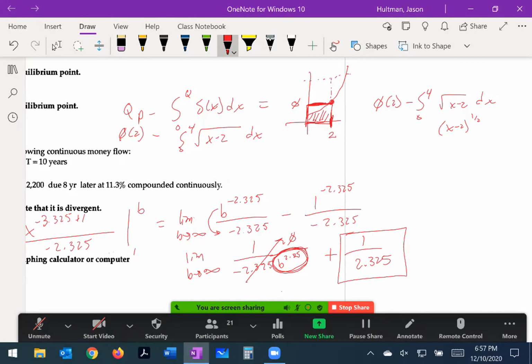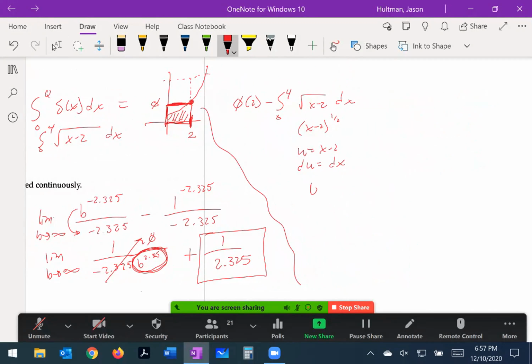I could do a U sub on this. U is equal to X minus 2, du is equal to dx. This is 0 times 2, which is just 0, so I can drop it. So this is negative the integral from 0 to 4 of radical u du.